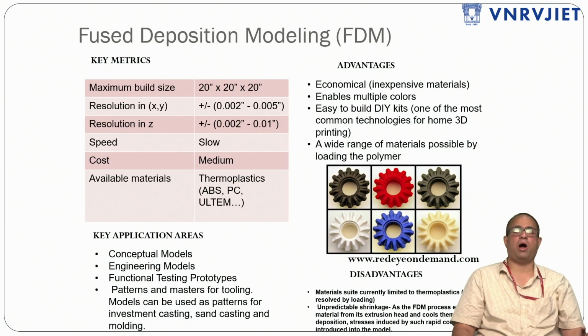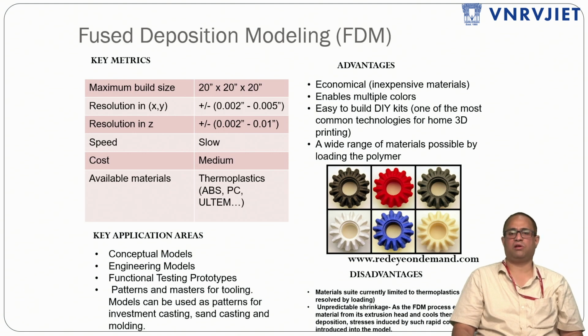Coming to applications, it is for conceptual models, only for demo type models. Only limited functional models are made, especially for rapid tooling, making of patterns, where accuracy is not a big concern. In those areas FDM is used, but mostly it is used for demo models. And coming to advantages, it is more economical, enables multiple colors, and a wide range of materials is possible.